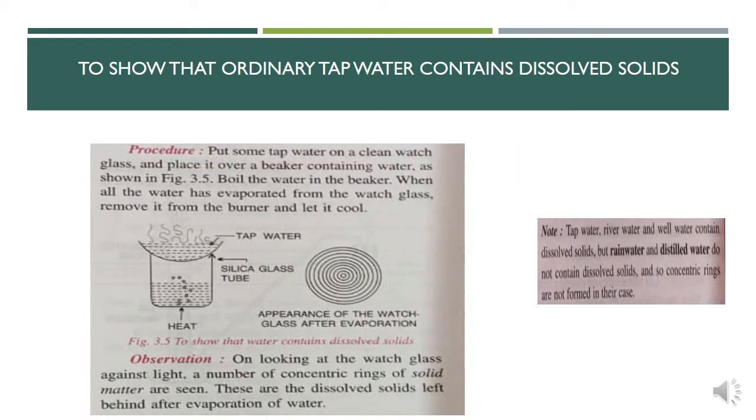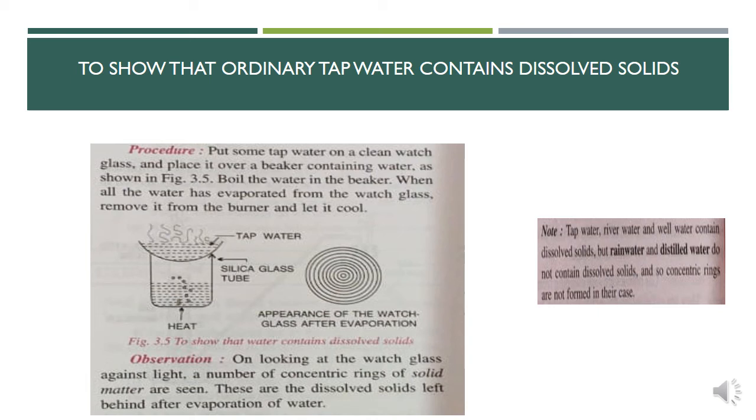Now we will do an experiment where we want to show that tap water contains dissolved impurities. For this we need a china dish and a beaker containing hot water. On a china dish or watch glass, take tap water. Keep this watch glass over a beaker containing hot water. Heat the beaker continuously. The tap water starts to boil.